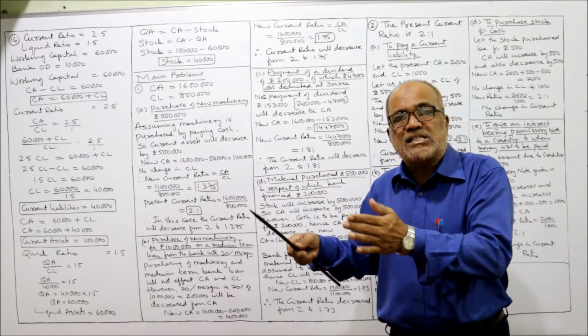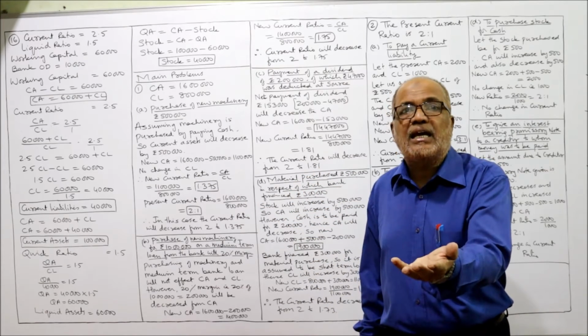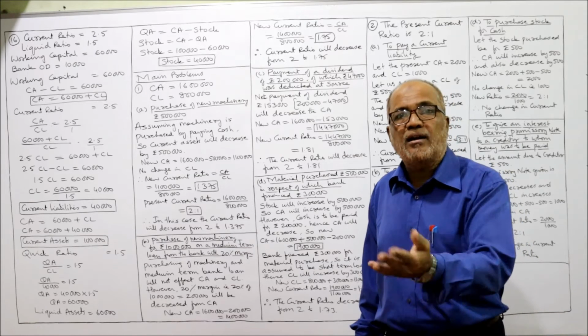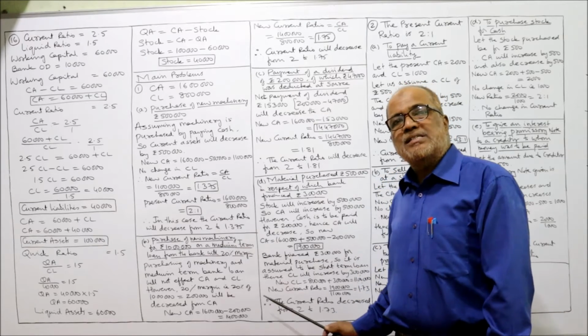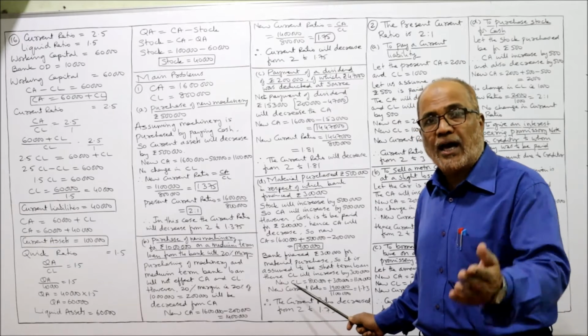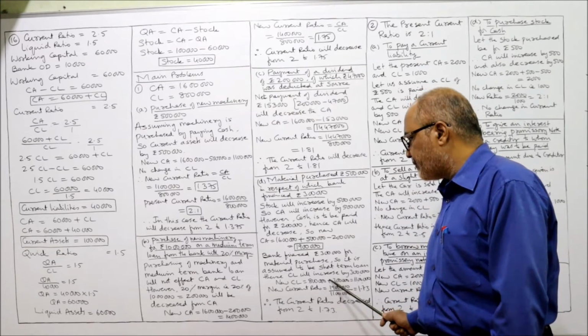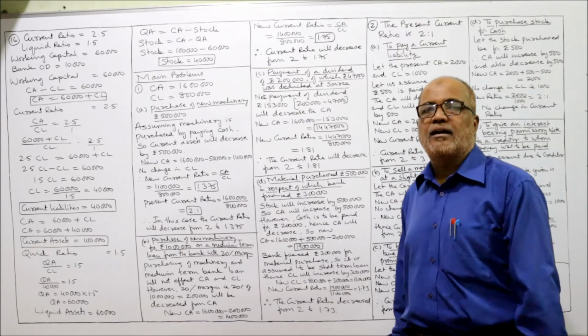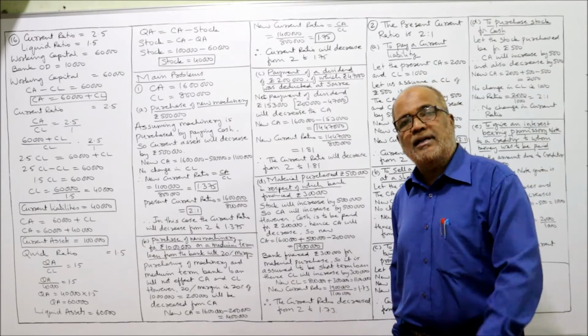Whereas when the business takes a loan for purchasing material, it's a short-term loan. The short-term loan is a current liability. So the current liability will increase by 3 lakh. New current liability is 8 lakh plus 3 lakh, 11 lakh.